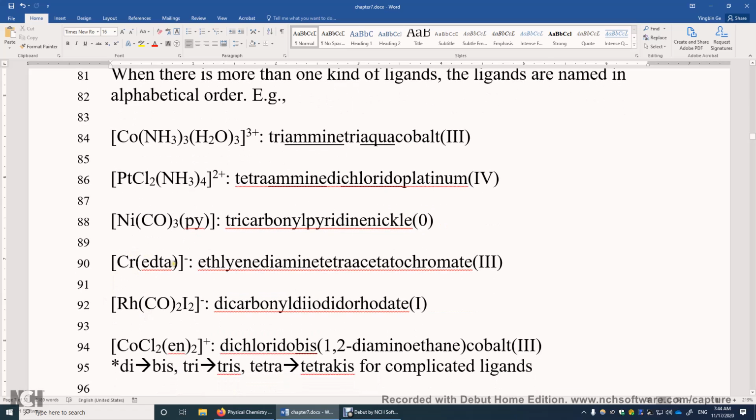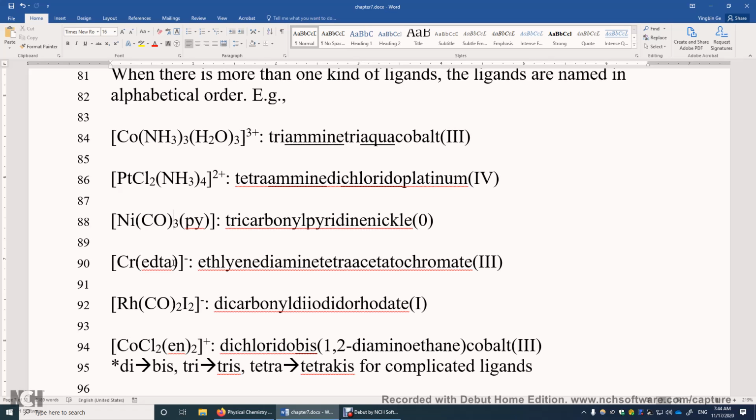EDTA bears 4- charges. Don't forget that, because you actually have 4 acetate in one EDTA. In this case, this EDTA very likely forms 6 bonds with this chromium transition metal center. Overall, the charge is -1, but EDTA bears -4 charges. Therefore, chromium bears a +3 charge.